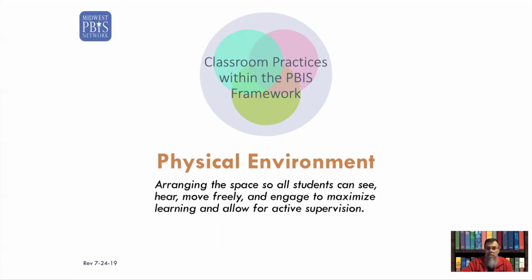So the physical environment, when we're looking at arranging the physical environment, is basically what it says: how is the classroom arranged? Can all the students see you? Can they hear you? Can you see all the students? Are they easily able to move about the classroom? Arrange your classroom in ways that you can see and get to the students, and have special seating if possible for the students that need that.